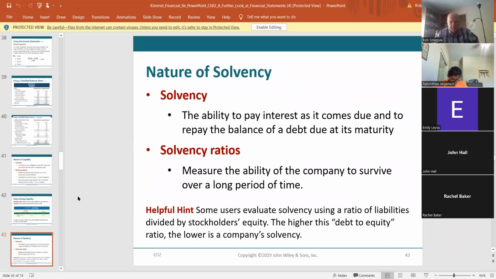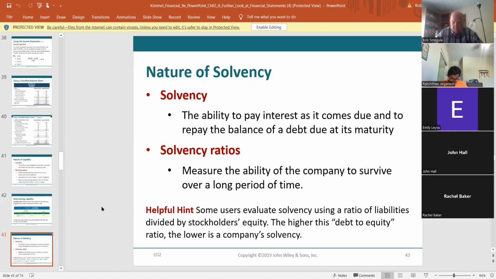Solvency, we're talking long-term, the ability to pay interest as it comes due and repay the balance of your long-term debt over a period of time, okay? It measures the ability to survive. Some users evaluate solvency using a ratio of liabilities divided by the total company's equity. This is called the debt to equity ratio.